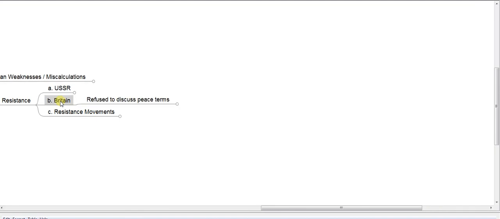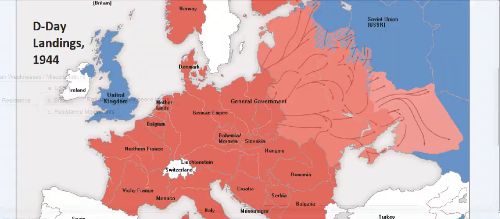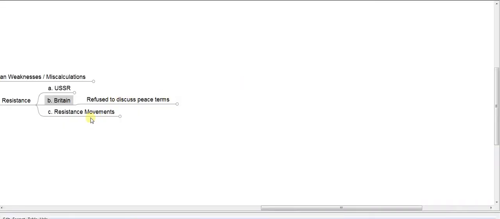Right, now Britain also, remember Britain was the only country standing. If we look at the map again, its neighbor France had already fallen, so it had to put up a very good fight, because look, it's relatively small compared to the rest of the territory under German rule. Hitler wanted to discuss peace terms with Britain to stop fighting, but Britain didn't trust them, especially under Churchill, who hated and really couldn't stand Hitler.